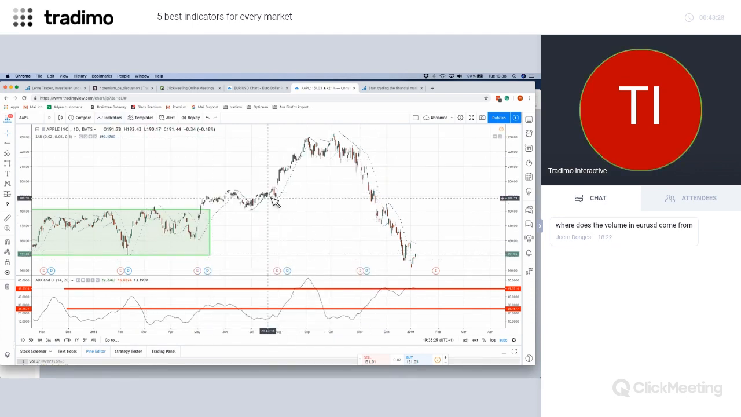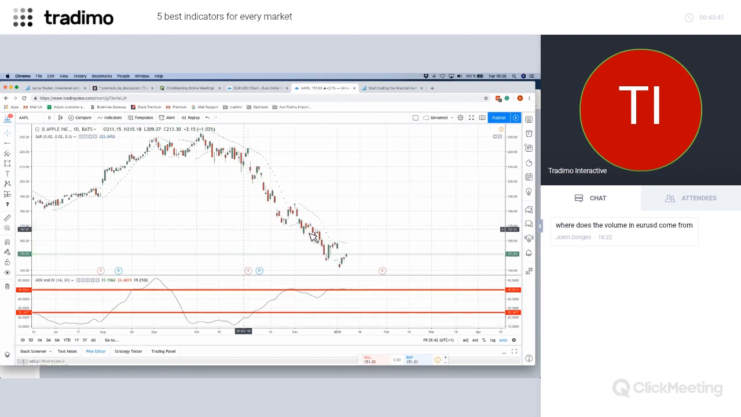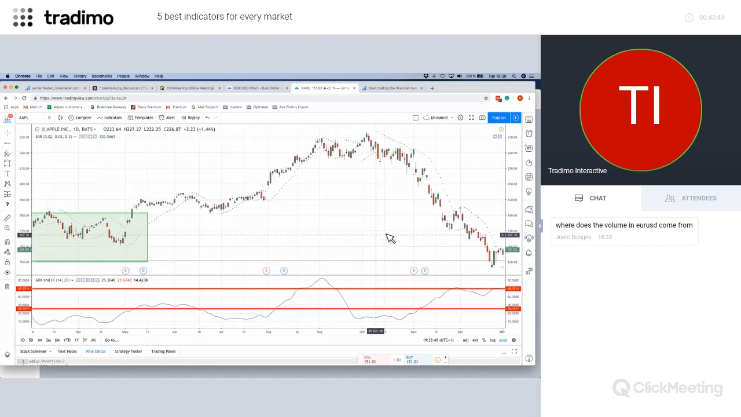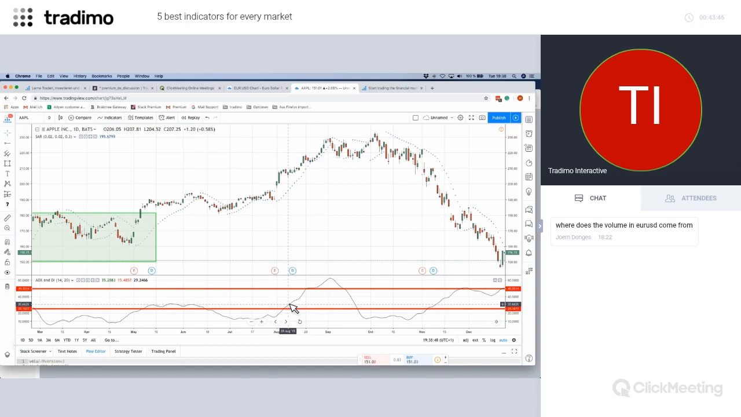So the parabolic SAR is the same as the moving average, shown in the chart, and all the others, the ADX and the RSI, for example, are below the chart as an external window. Let's go here with Apple. Apple at this period of time was in a strong enough uptrend, and the parabolic SAR shows you to go long because the dots are below the chart, and if the dots are below the chart, then you have an uptrend, and if the dots are above the chart, then it's a downtrend.